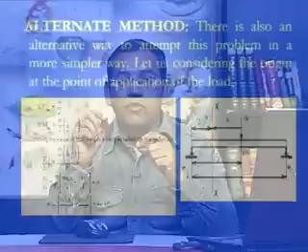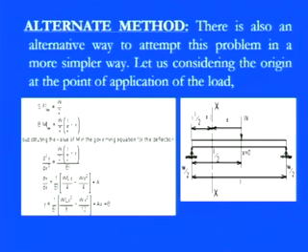So in this lecture we are going to discuss alternative methods to calculate the deflection for this kind of beams. First, in the fourth case which we discussed yesterday, where a point load is at the center position, how can we go for the alternative method? There is an alternative way to attempt this problem in a more simplified way, and let us consider the origin at the point of application where the load is.